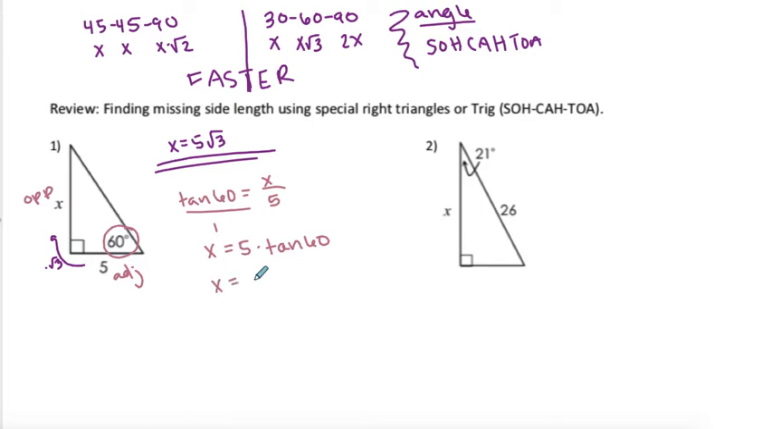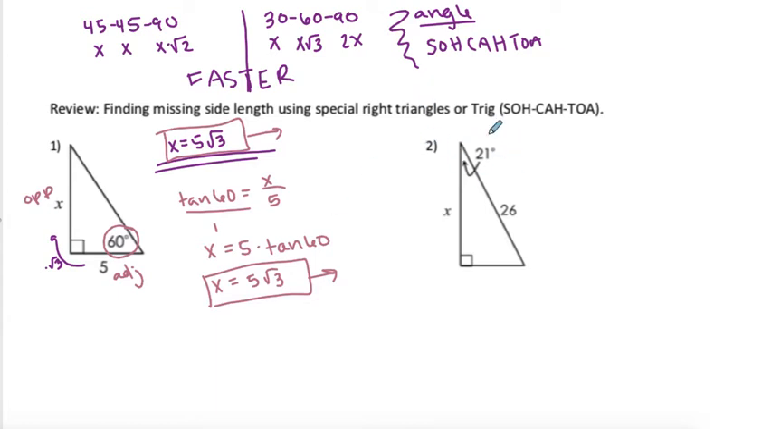We get x equals 5 radical 3. Either one is a valid way to get that same answer, because in this unit, we're not going to stop here. We're going to continue to use this in our measurement for area.